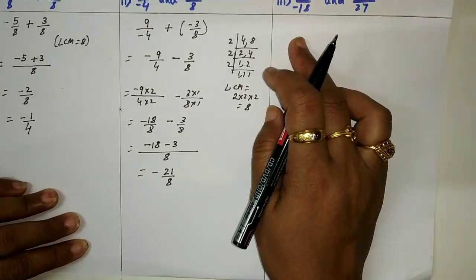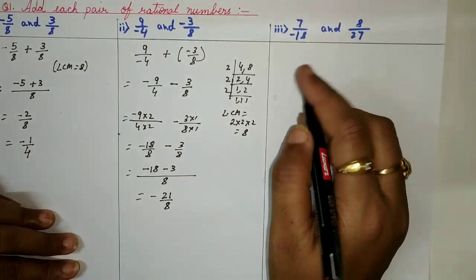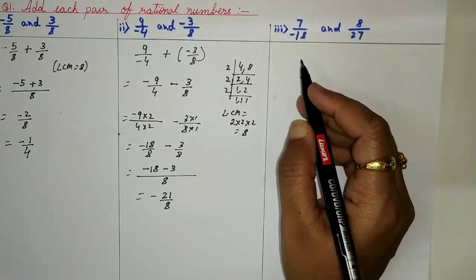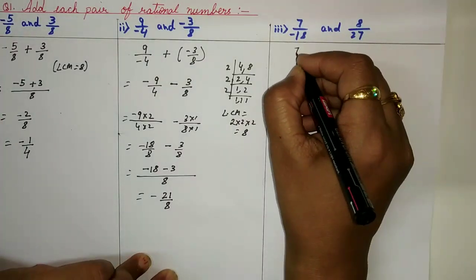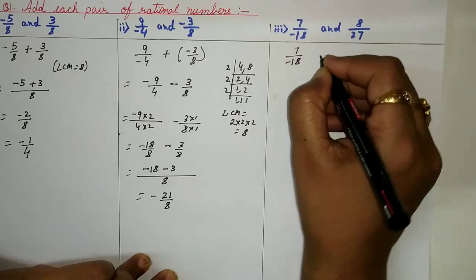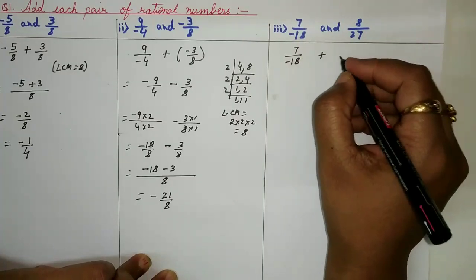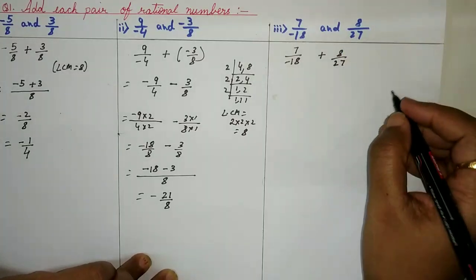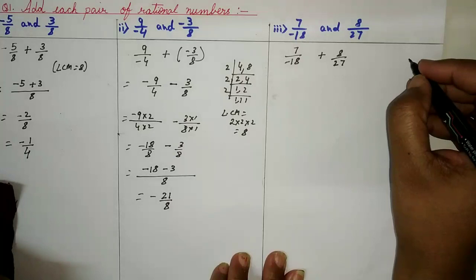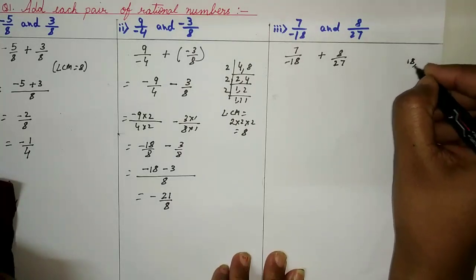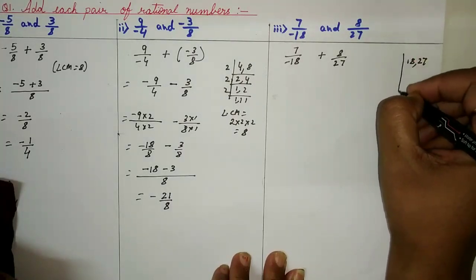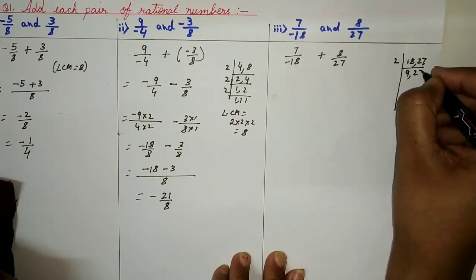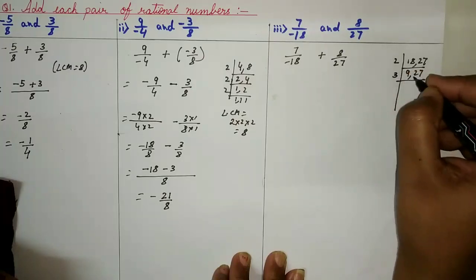So now if we go to the third question. Here the question is 7 by minus 18 plus 8 by 27. So you have to first find the LCM of 18 and 27. Method same. You have done it last year. We are following the same method.